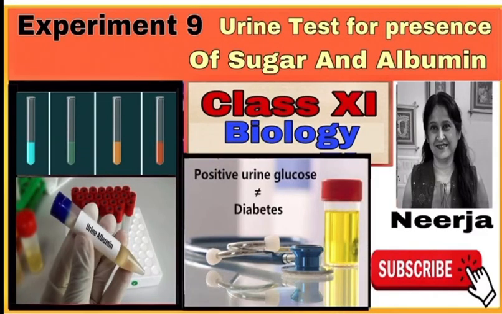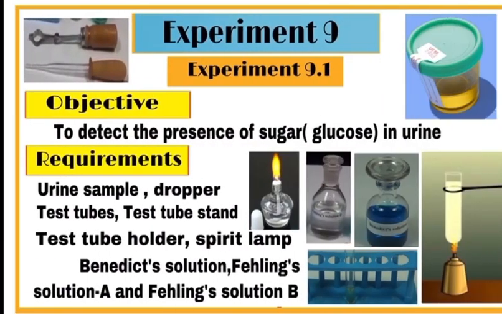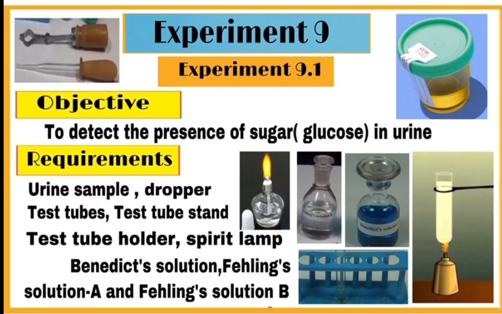Hello students, this is experiment number 9, urine test for presence of sugar and albumin. This experiment is divided into two parts, 9.1 and 9.2. Let us start with experiment 9.1. Its objective is to detect the presence of sugar, that is glucose, in urine.